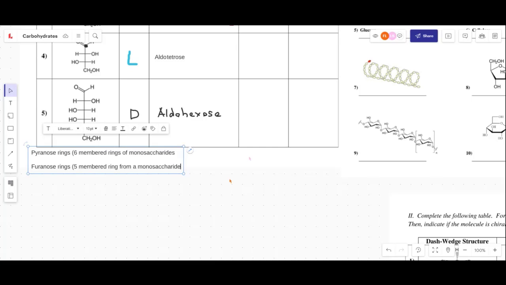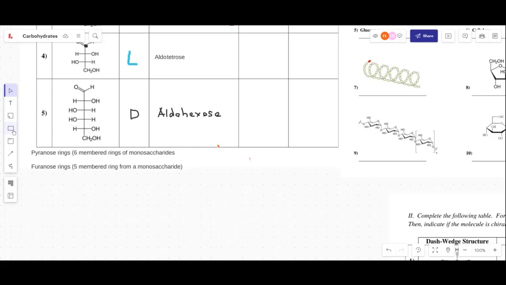And what you might notice is that some molecules can actually form both a furanose and a pyranose ring, but pyranose rings are usually preferred if it's possible because they tend to give you the most stable ring structure. Okay, so what I'm going to do is first come up with the Haworth projection for this.